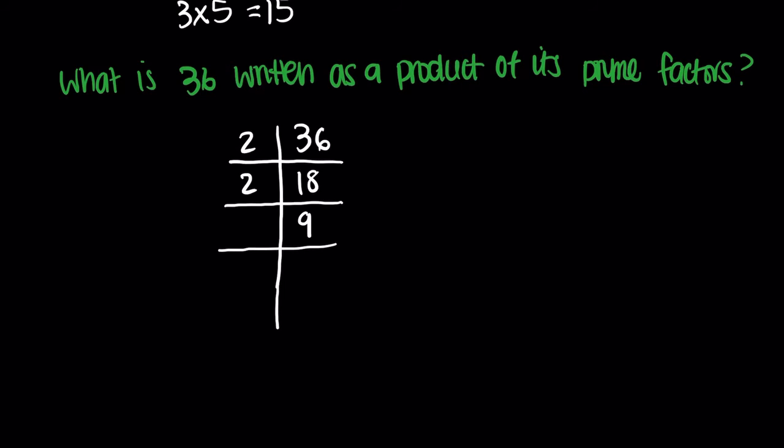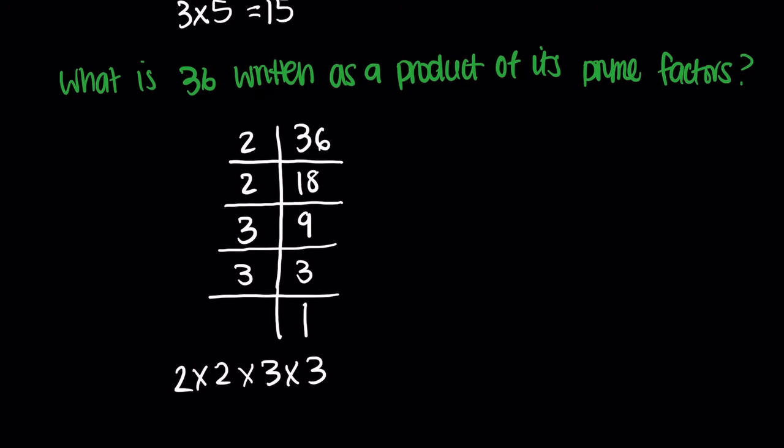Now, what is a prime number that divides into 9? 3 seems to work. And 9 divided by 3 is 3, so we're left with 3. And the only prime factor of 3 is 3. So 3 divided by 3 is 1. We're at the end of the table. So the product of the prime numbers on the left is 2 multiplied by 2, multiplied by 3, multiplied by 3, which is 36 when you work it out, written as a product of its prime factors.